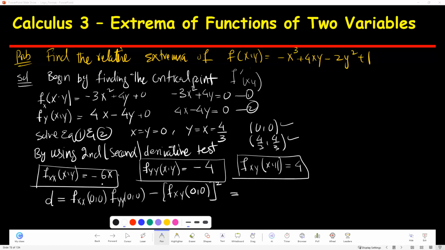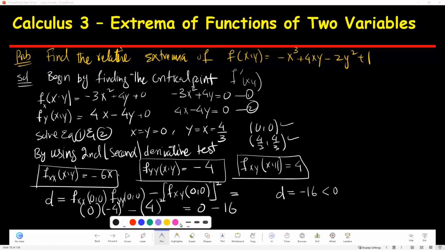So if I substitute here, x value 0 is going to be 0 times minus 4 minus, this is going to be 0, 0, and then minus 4. Sorry, 4 minus, and then 4 squared. So if I solve this one, my answer would be 0 minus 16. Okay, so really my D is coming up minus 16, which is definitely smaller than 0.